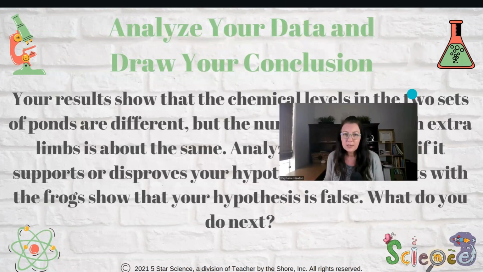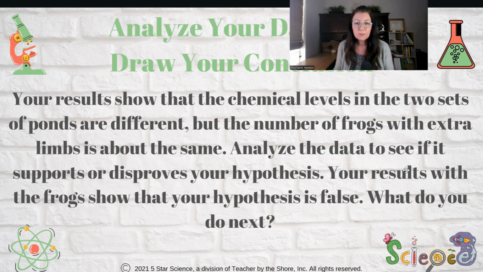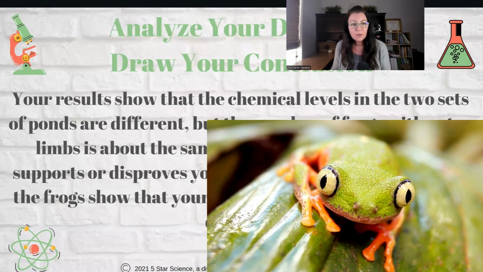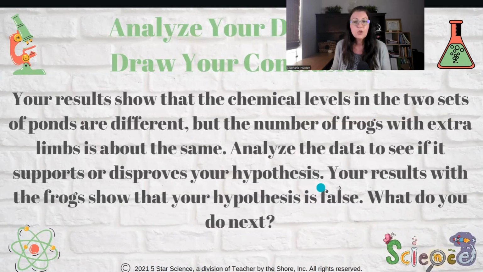Next, you're going to analyze your data and draw your conclusion. So we've already gotten the results. We've written them down. Maybe we've put them in a graph. Now we're going to sit and look at it. We're going to think about what the trend is, what we saw. And we're going to draw our conclusion. So your results show that the chemical levels in the 2 sets of ponds are different, but the number of frogs with extra limbs is about the same. Analyze the data to see if it supports or disproves your hypothesis. Your results with the frogs show that your hypothesis is false. What do you do next?